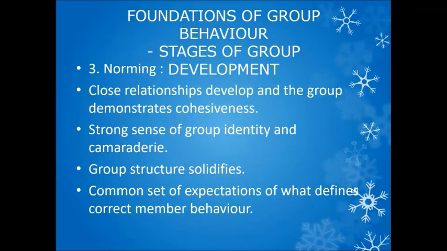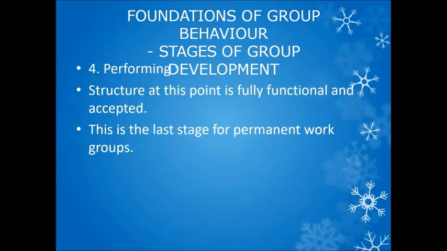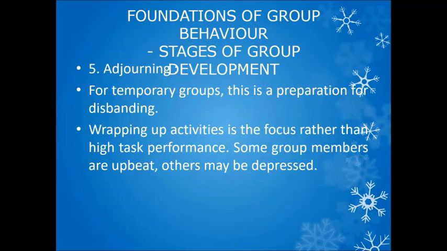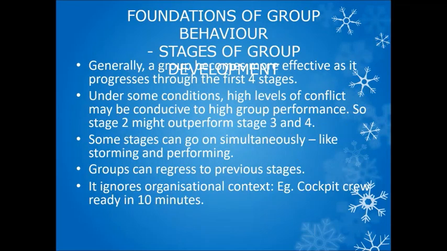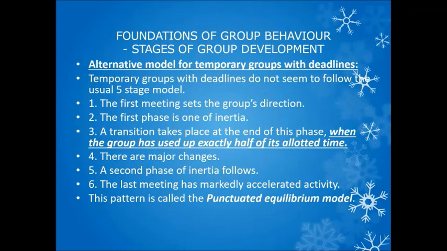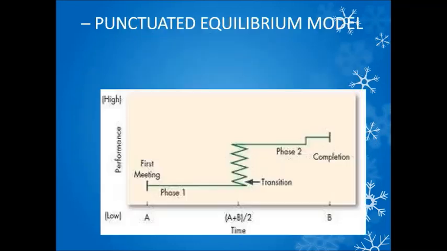The stages of group development are forming, storming, norming, and performing. Forming is the first stage in group development, where members join. Storming is where there is group conflict. Norming is where close relationships develop and the group demonstrates cohesiveness. Performing is when the group structure is fully functional and accepted. Adjourning is for temporary groups: preparation for disbanding, wrapping up.